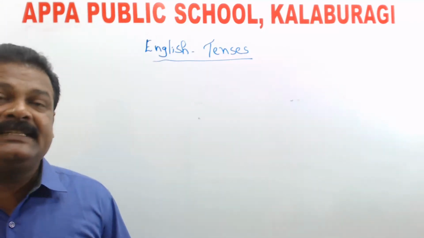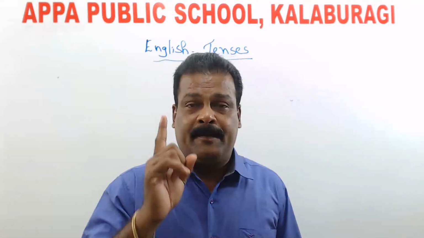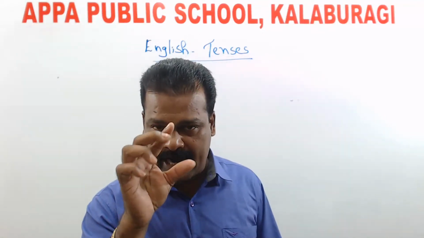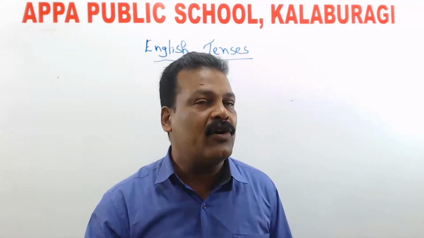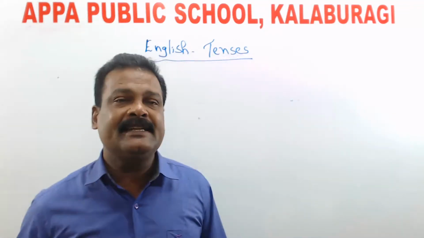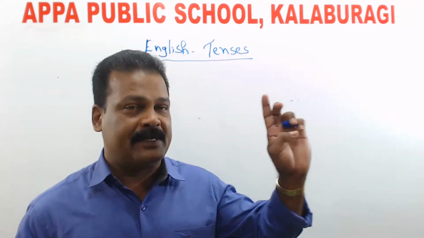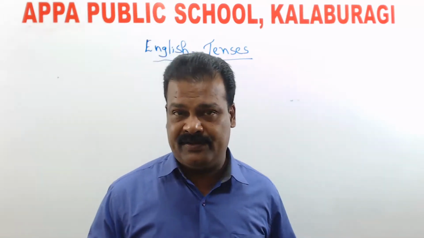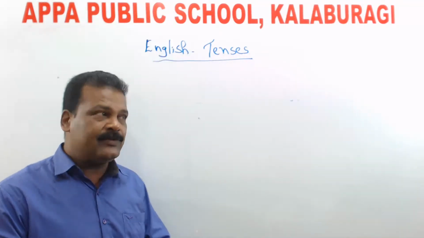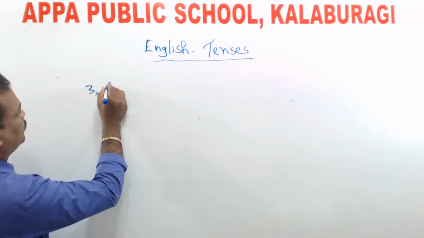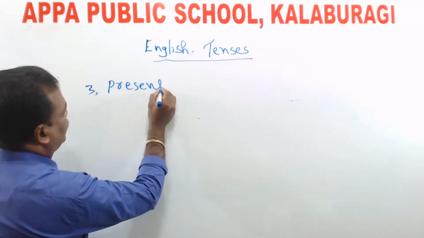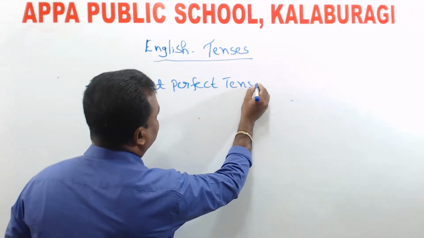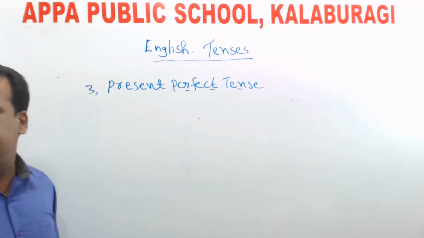I told you each tense is divided into four. First is present tense, an action that is happening in front of our eyes in the present time, that is called present tense. This present tense is divided into four: present, present continuous, present perfect, present perfect continuous. We have seen now present and present continuous. Now third form we are going to see, present perfect tense.